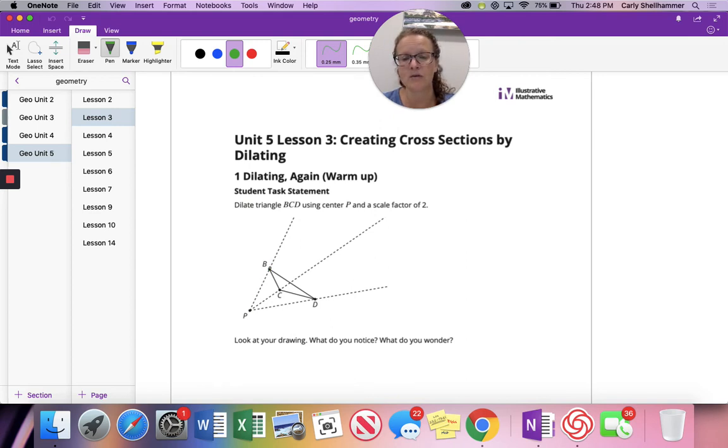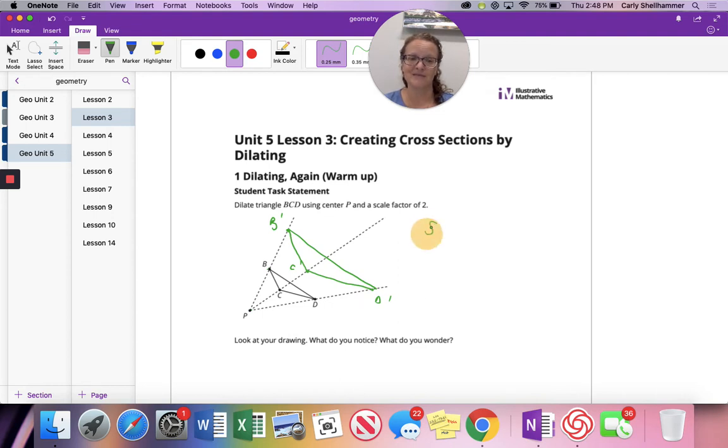Can't really do that here, but I can say that if my center is P and I'm dilating by a factor of 2, that means the distance from P to B is going to be the same as B to, that looks about right, B prime. The distance from P to C is about equal, right there, C prime. And then P to D, D to D prime. So we just dilated it, which is pretty cool. So look at your drawing. What do you notice? What do you wonder?